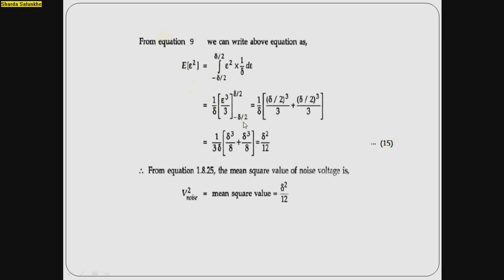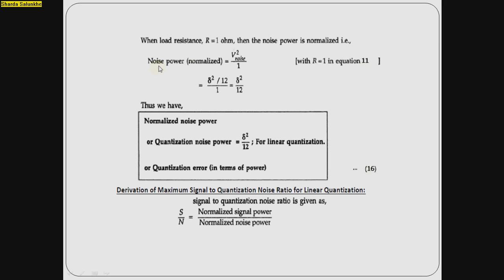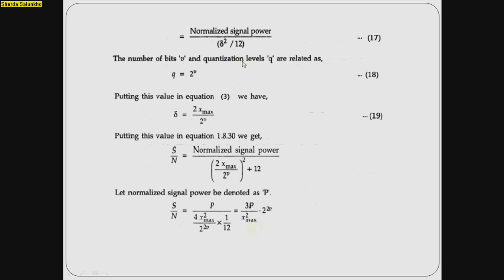So you will get the function equal to delta square divided by 12. From this equation, the mean square value of the noise voltage, noise voltage square, is equal to delta square by 12. So noise power will become delta square by 12. So the quantization noise power becomes delta square by 12 for the linear quantization, and the signal to noise ratio will be the normalized signal power to the normalized noise power.